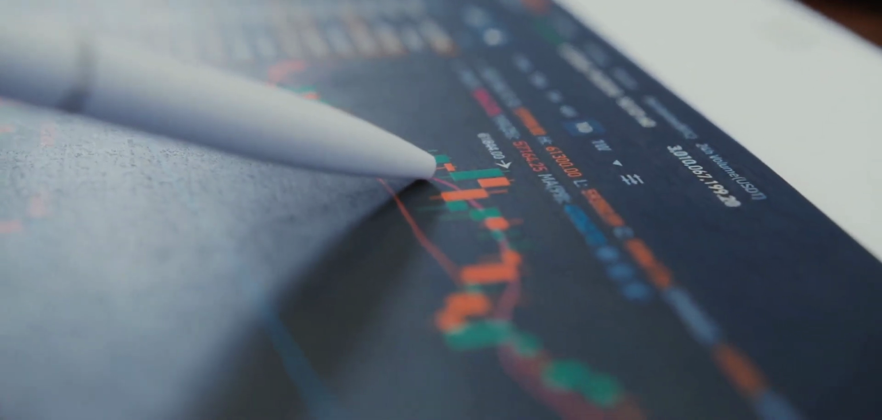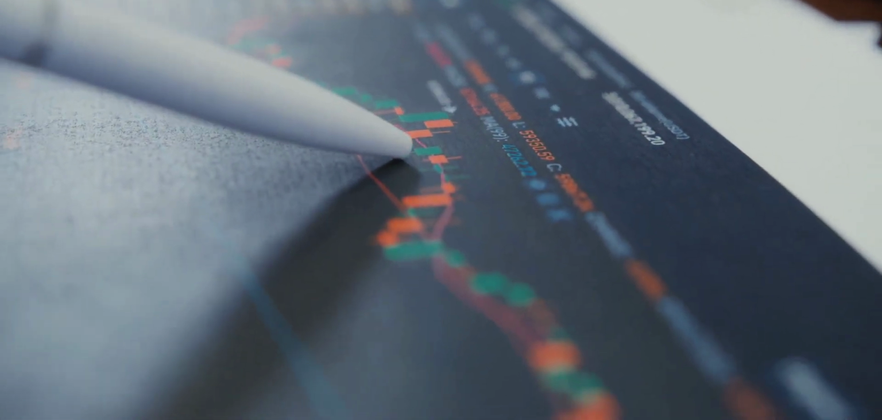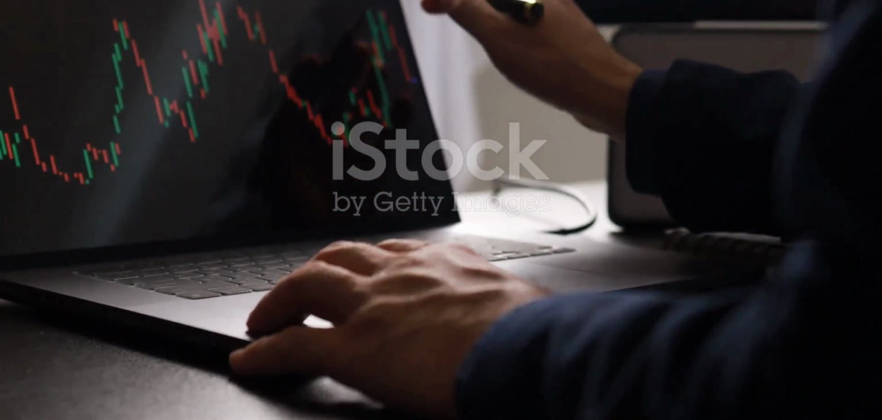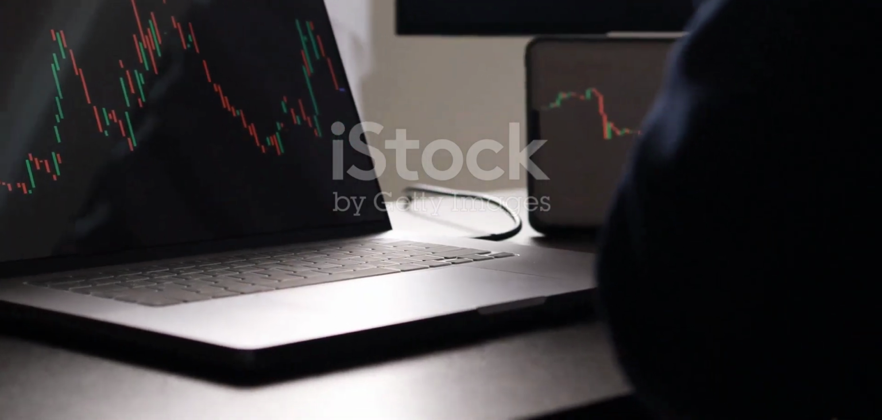Section 7. Enhancing your edge, tips for maximizing MACD effectiveness. While the MACD is a powerful indicator, combining it with other tools and techniques can further enhance its effectiveness. Here are some additional tips to consider.